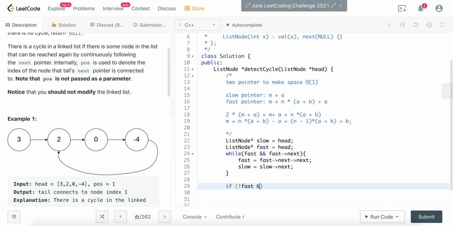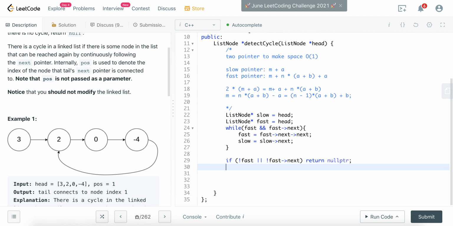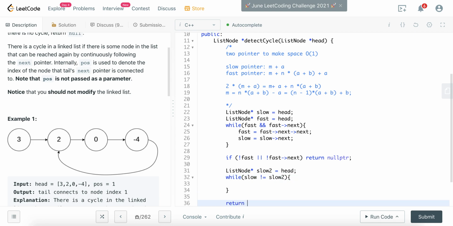If there is no fast.next, meaning there's no cycle, I just return a null pointer. Otherwise, I would have my third pointer. Let's call it slow 2, also equal to head. And then what I want to do is make my slow 1 meet my slow 2. And at the end, I will return slow. Slow equals slow.next, slow 2 also equals slow 2.next.